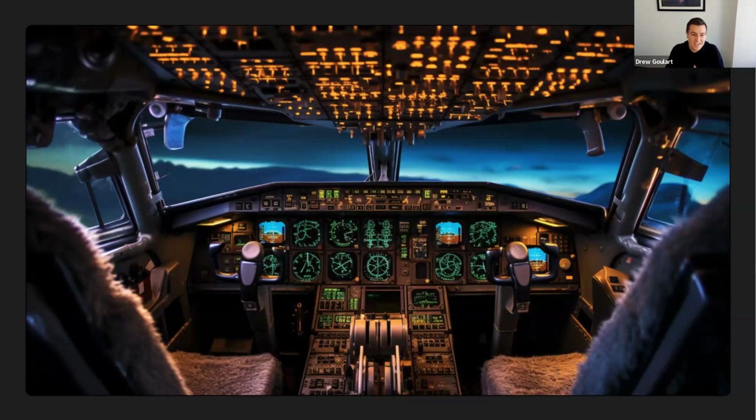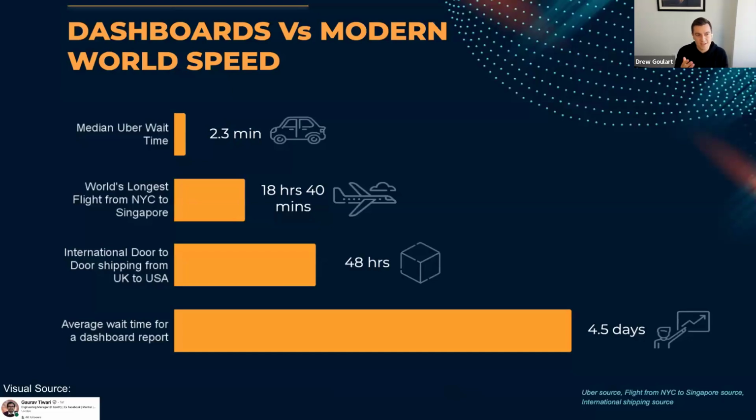But this is a costly game of data telephone, where business users aren't able to get the insights on their own and need to rely on the data team as the middleman. And why is it costly? Well, it's costly because the dashboard versus modern world speed is almost comical. The median Uber wait time is 2.5 minutes. The world's longest flight from New York City to Singapore is 18 hours and 40 minutes. International door-to-door shipping from the UK to USA is 48 hours, and the average wait time for a dashboard is about 4.5 days.